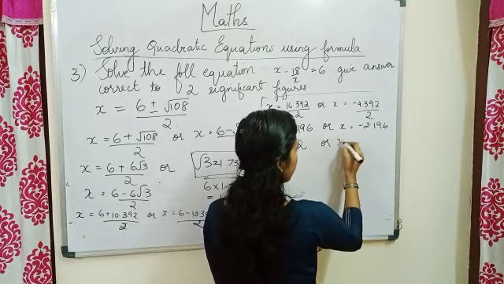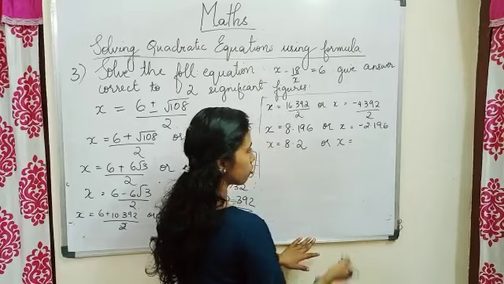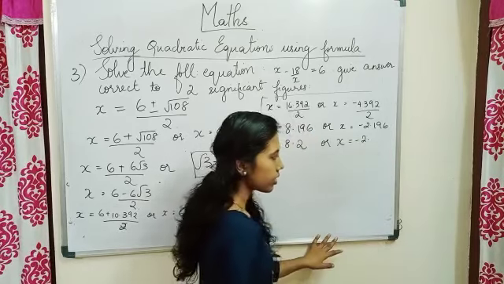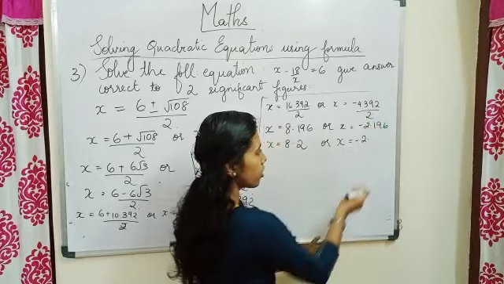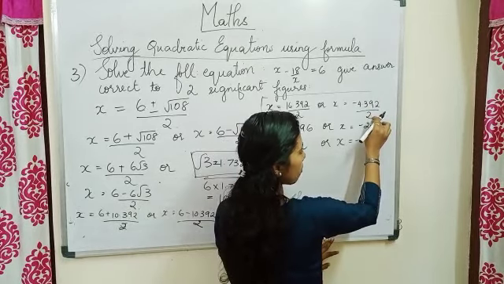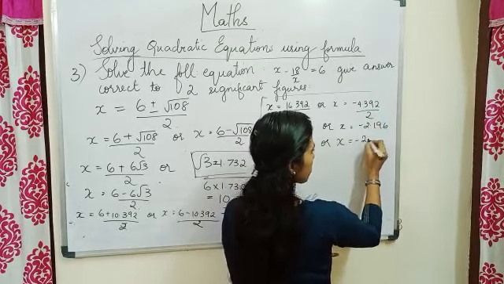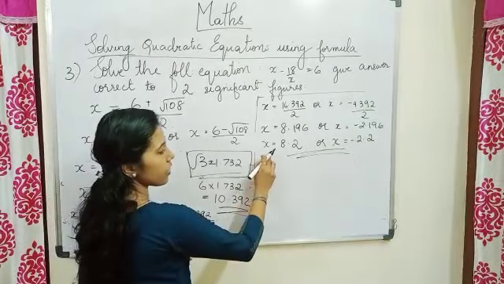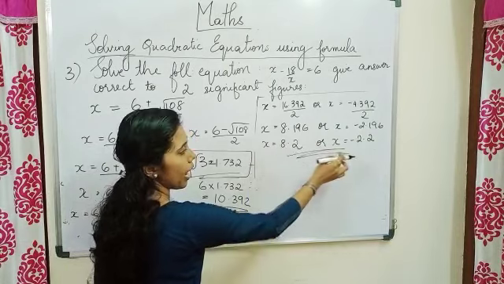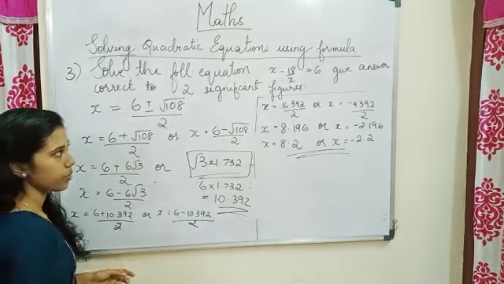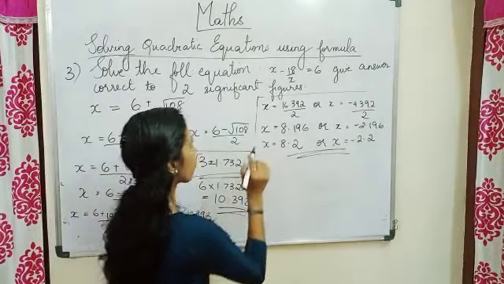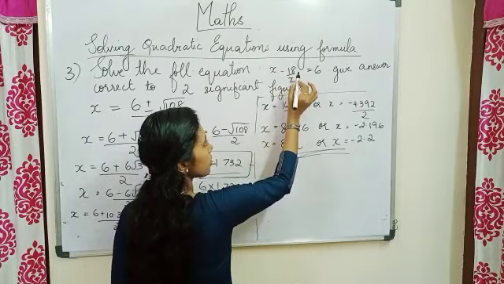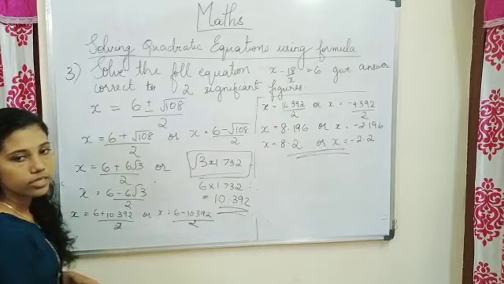The other value of x is minus 2.196. Rounding off, we get x is equal to minus 2 point, here it is 19, and 9 is greater than 5, so we add one to the neighboring number. So it becomes minus 2.2. So the values of x are 8.2 and minus 2.2. And these are the roots of the quadratic equation x square minus 6x minus 18 is equal to 0.